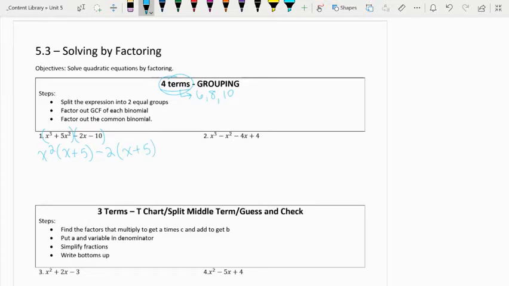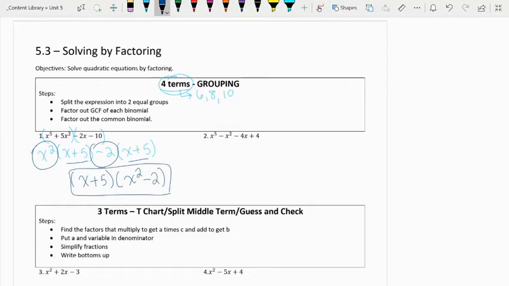So as you see, the parentheses end up matching now. So you can quote unquote factor it out, or just write it once and then write what is left on the outside. So x squared minus 2 as the other binomial.